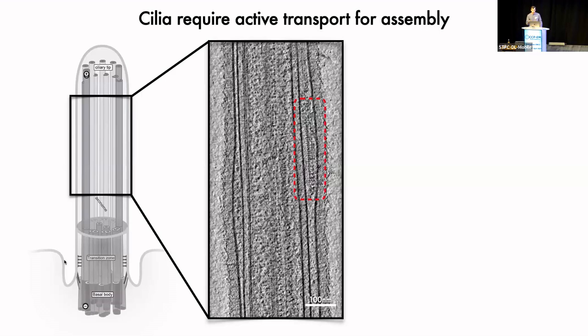And the role of these is to bind all of these different cargoes, which need to be taken to the tip to help the cilium grow, as well as molecular motors. So they're essentially a scaffold and an adapter between the motors and the cargo.